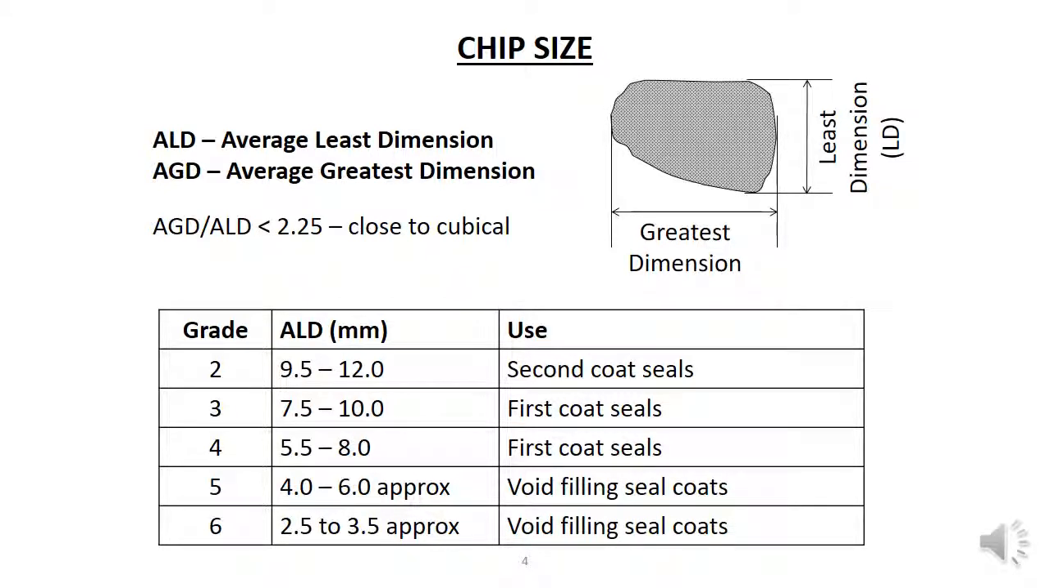Chip is produced at quarries by crushing the parent rock and then screening it using a series of screens. Note that a chip mix has aggregates of all of the same size and it is a uniformly graded aggregate.